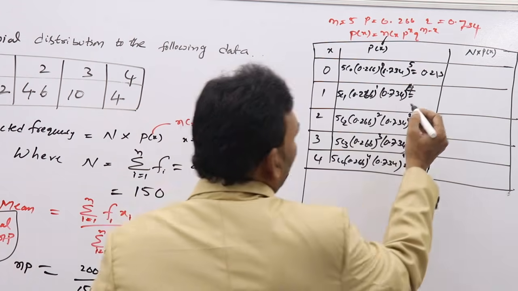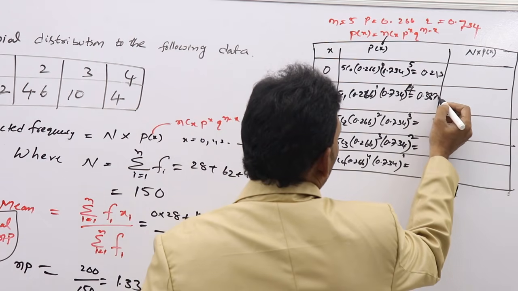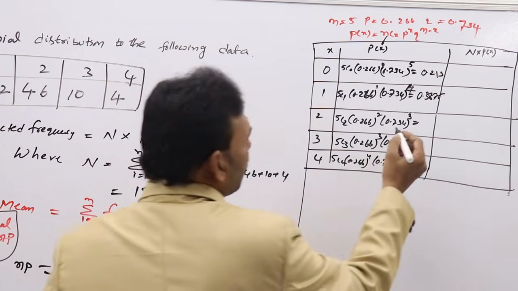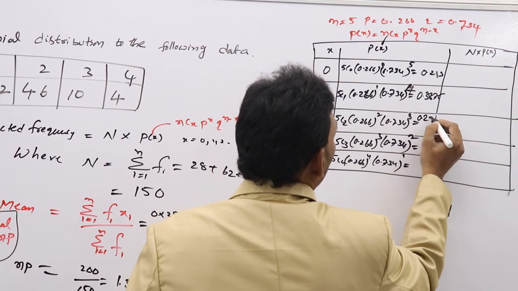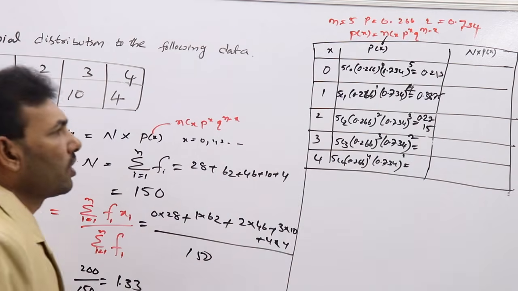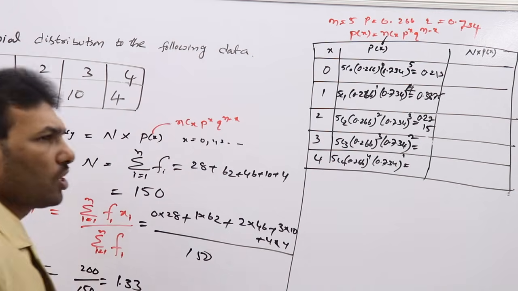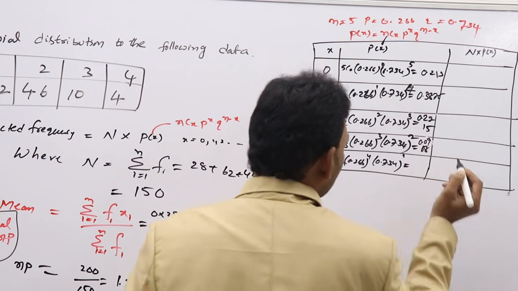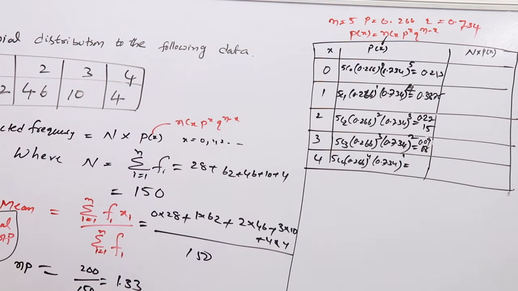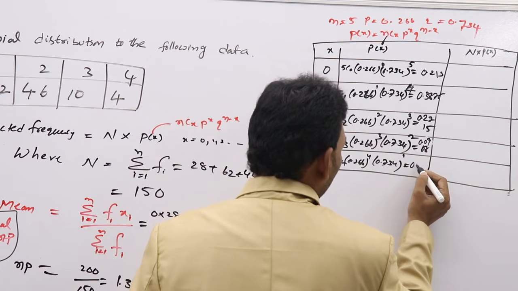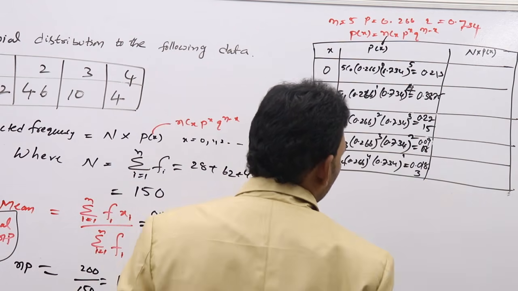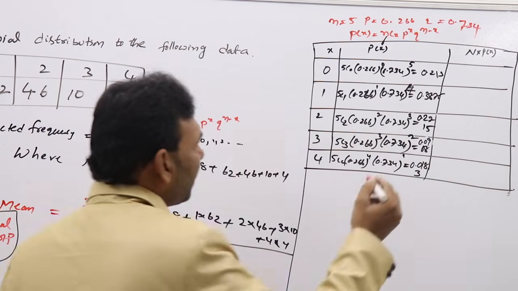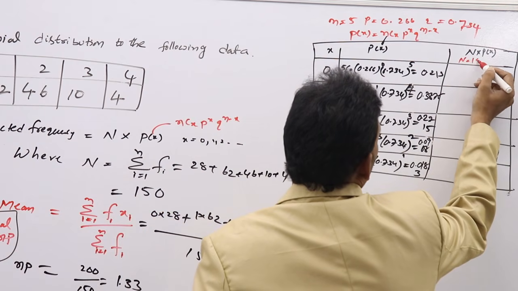Next, 5C1 using that gives 0.3875. Next, 5C2, P of 2 is 0.2715. Next, probability of 3 is 0.0968. Probability of 4 is 0.0183. Use your calculator. Now we all know that capital N is the sum of frequencies, that is 150.